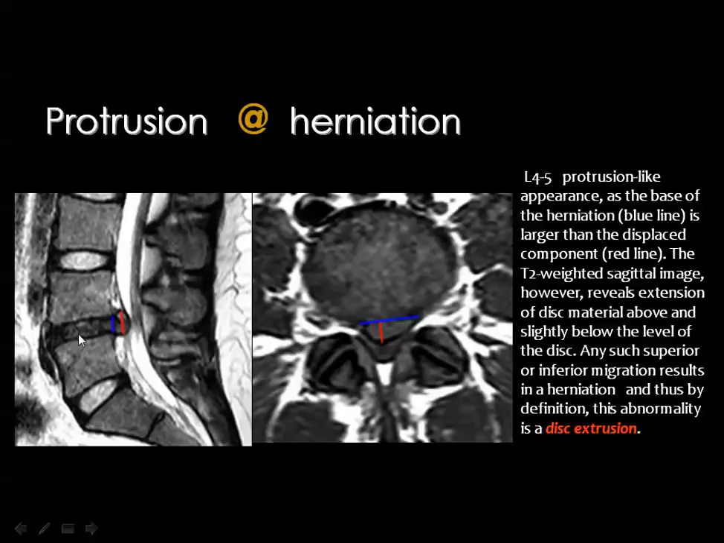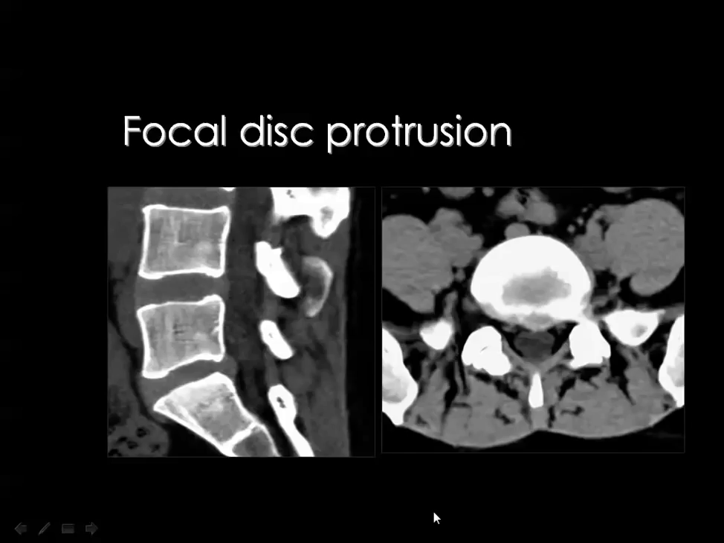But if you go to the sagittal image, you can see that the disc is exceeding the vertebral end plate above and below, and by definition here, the disc should be herniation or extrusion, and this was confirmed by surgery. Then let's go back to settle down the facts.